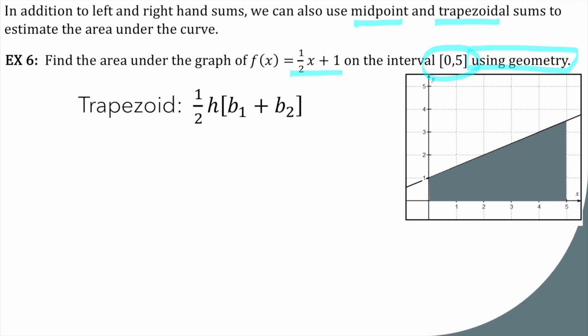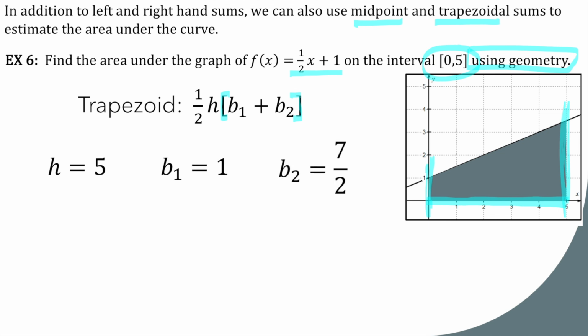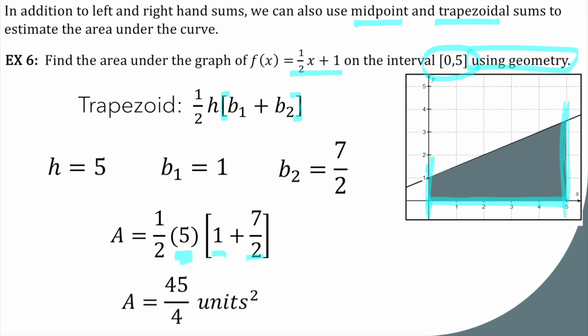And the area of a trapezoid is 1/2 times the height times the bases added together. So the height of this trapezoid is actually what it's lying on. It's on the x-axis. The height is 5, and then the bases are the two parallel sides. So we have the left base is 1, and the right base is 7/2. So we can just find the area of this trapezoid. 1/2 times the height, the bases added together, gives us 45/4 units squared.